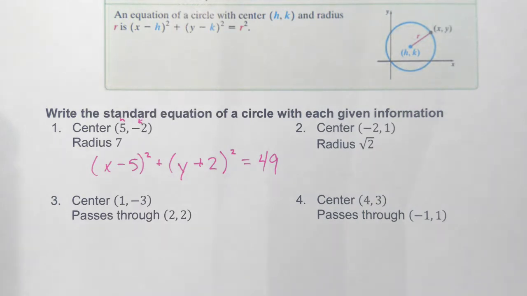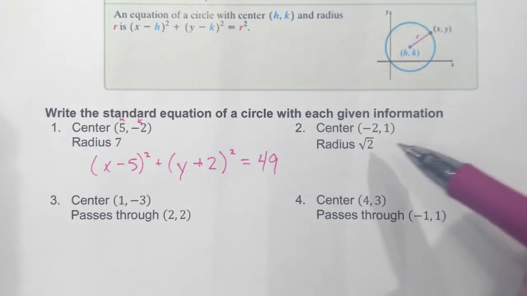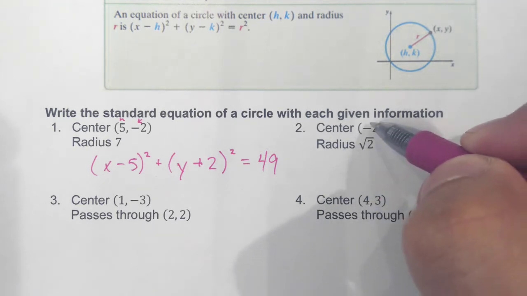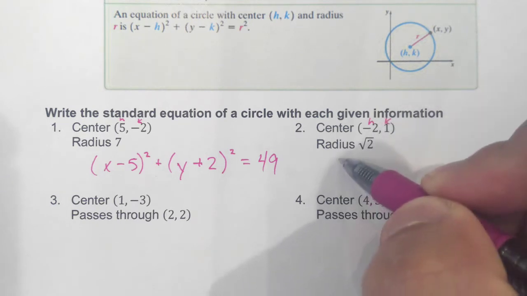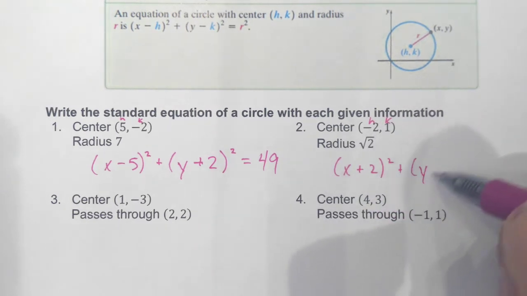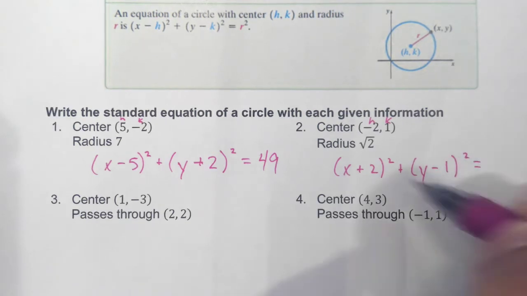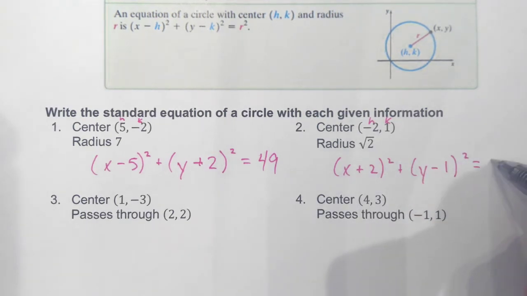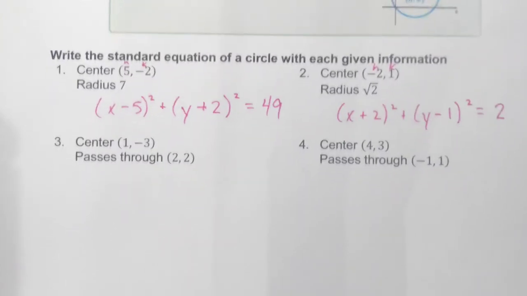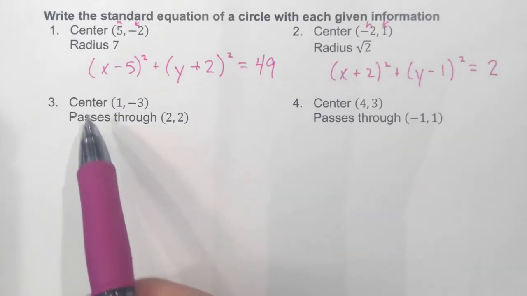Nice and simple. Okay. On number 2 here, the center is negative 2, 1, so that's my h and my k. Plug it in, it's going to be x plus 2 squared plus y minus 1 squared equals, what's the square root of 2 squared? Of course, 2. So there is the circle equation. Okay, let's look at number 3.